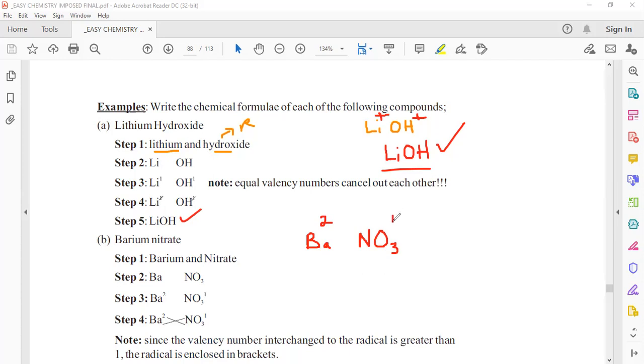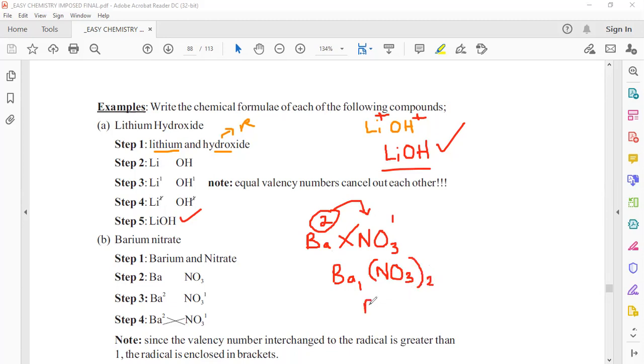So the valence number of the radical nitrate is 1. So when we interchange, because they are not equal, we can interchange. When we interchange, a 1 comes this side, it becomes Ba1. But remember, a 2, which is more than 1, is going to a radical. So make sure that you put your radical in brackets, because the 2 is affecting both nitrogen and oxygen. So the 2 comes there.